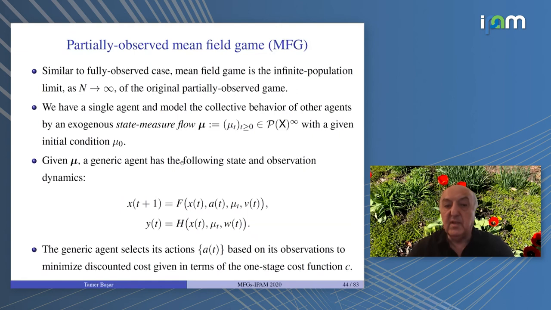So what we have is essentially the mean field game for this problem is one where a single generic agent is faced with a stochastic control problem, where the state equation has, in addition to the standard state, action and noise, also the state measure flow mu. And likewise, the Y also has that. So the generic agent will select its action based on its observation to minimize the discounted cost.